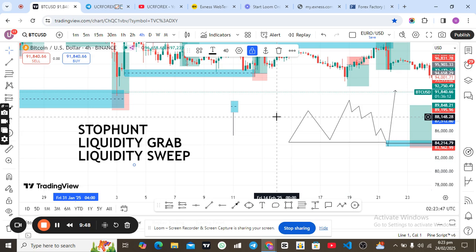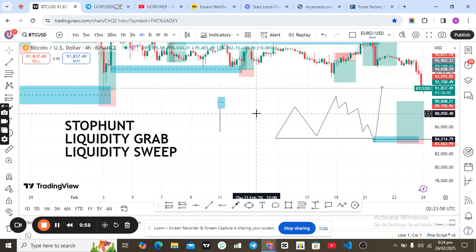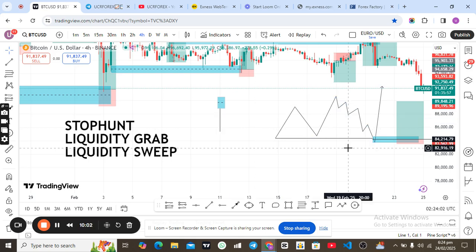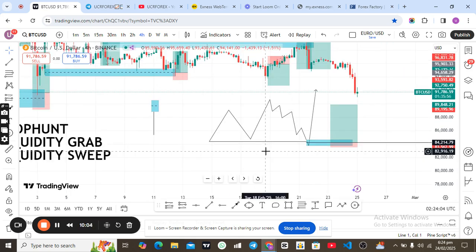So when we have already told you that wicks show price rejections, and it also means a liquidity grab or liquidity sweep or a stop hunt, what I mean is that it is whenever the market manipulators have come to sweep the stop losses of the previous traders.